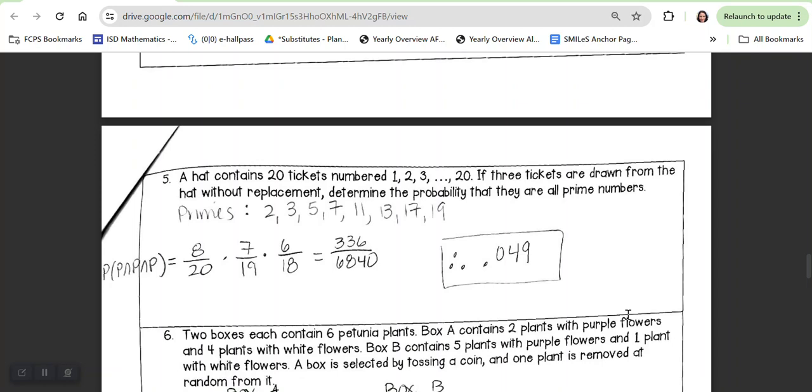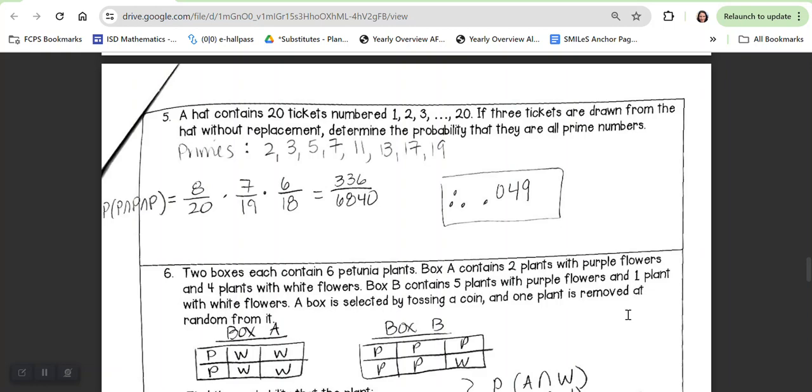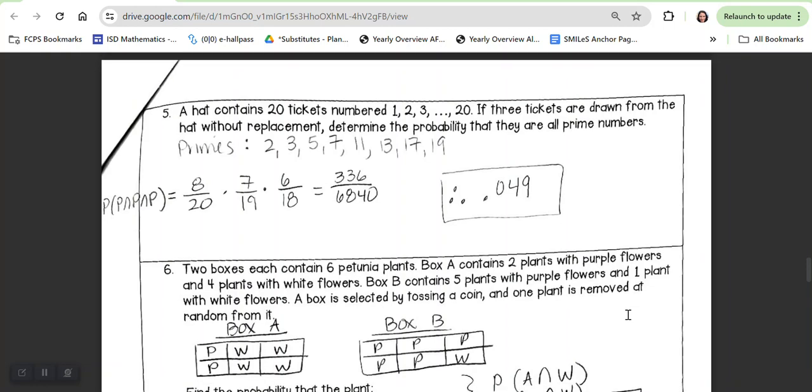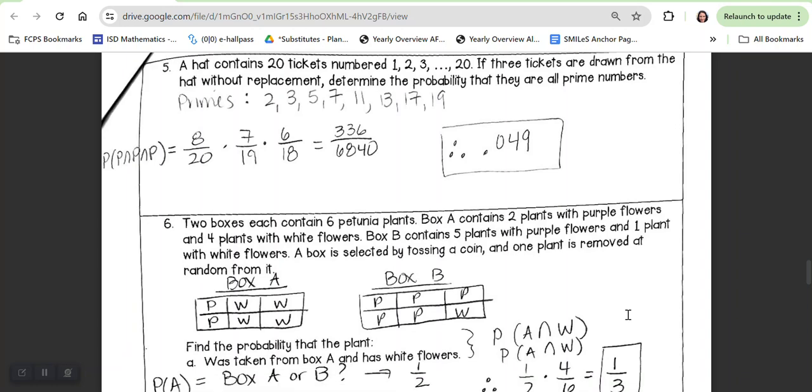Two boxes each contain 6 petunia plants. Box A contains 2 plants with purple flowers and 4 plants with white flowers. Box B contains 5 plants with purple flowers and 1 plant with white flowers. A box is selected by tossing a coin, and 1 plant is removed at random from it. So let's see what that would look like. That's box A, and then box B. Find the probability that the plant was taken from box A and has white flowers.